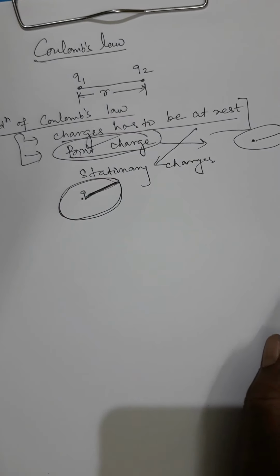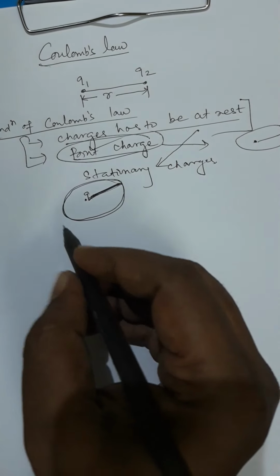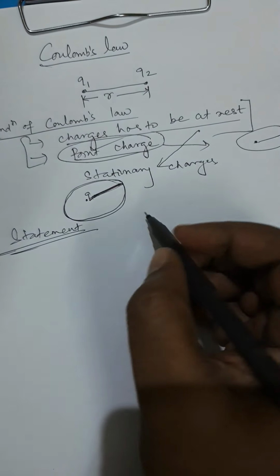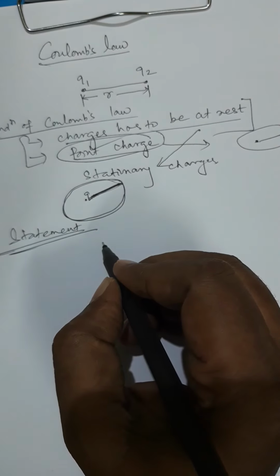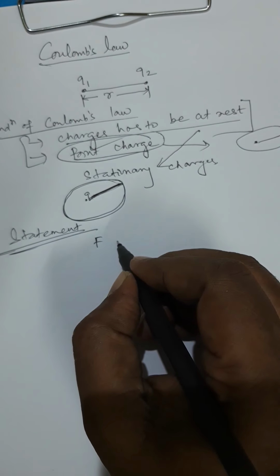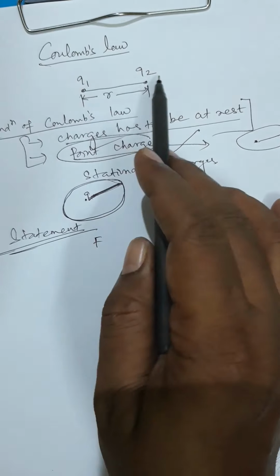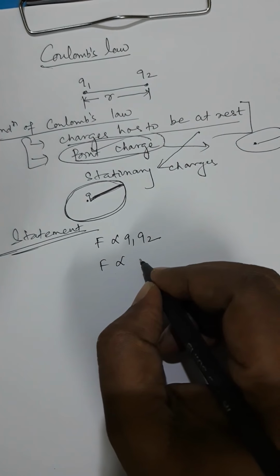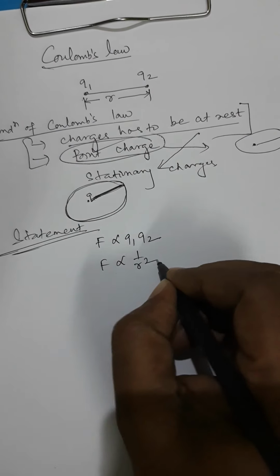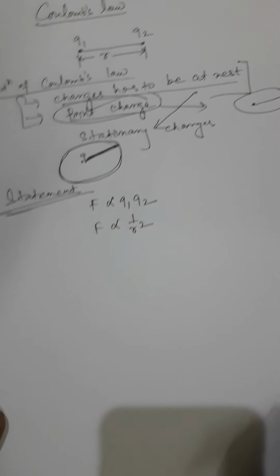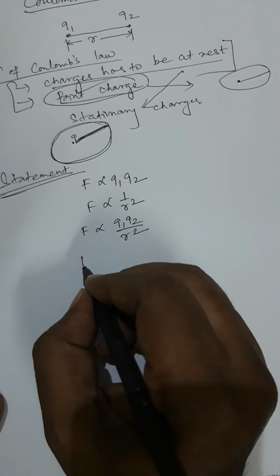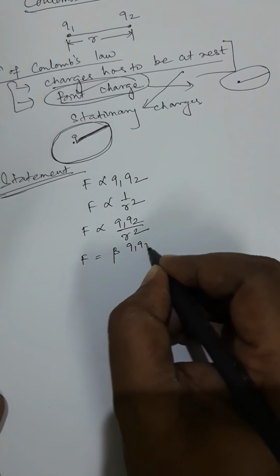Now what does Coulomb's law state, or what is the statement? The statement is that the force of attraction or repulsion between these two stationary point charges is directly proportional to the product of the charges and inversely proportional to the square of the distance between them. So if you combine these two, then F is proportional to Q1 Q2 by r square, or F is equal to beta Q1 Q2 by r square.